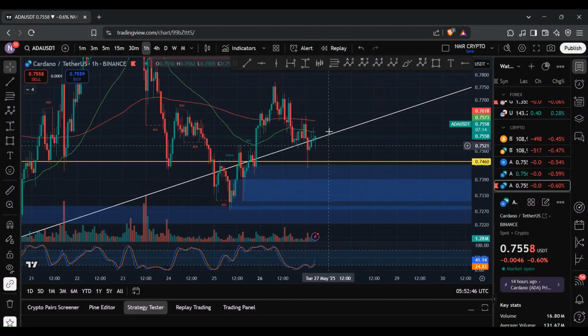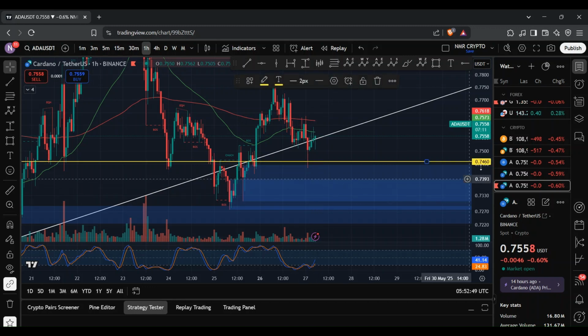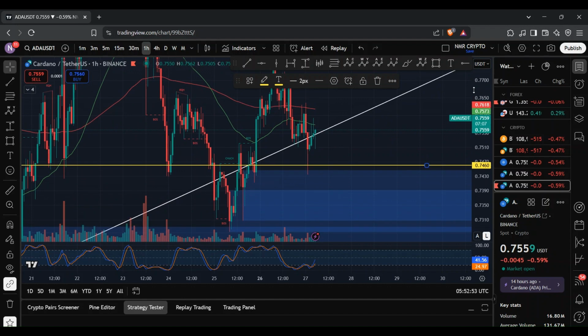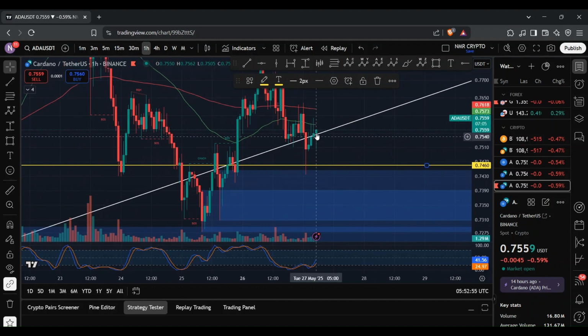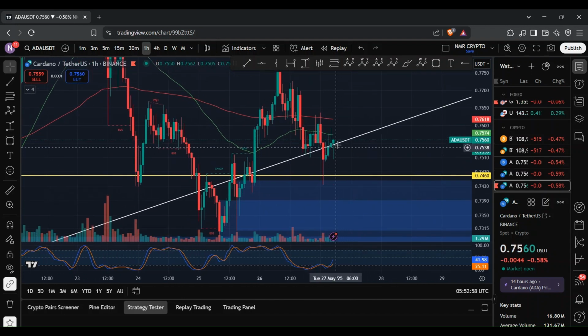So we ended up seeing this move to the downside where we found support at this key level at 74.6 cents. And then since then, we ended up seeing a breakout to the upside where we got rejected at the 50 EMA and lost support at the low trend line. And here we are now actually trading above the low trend line.